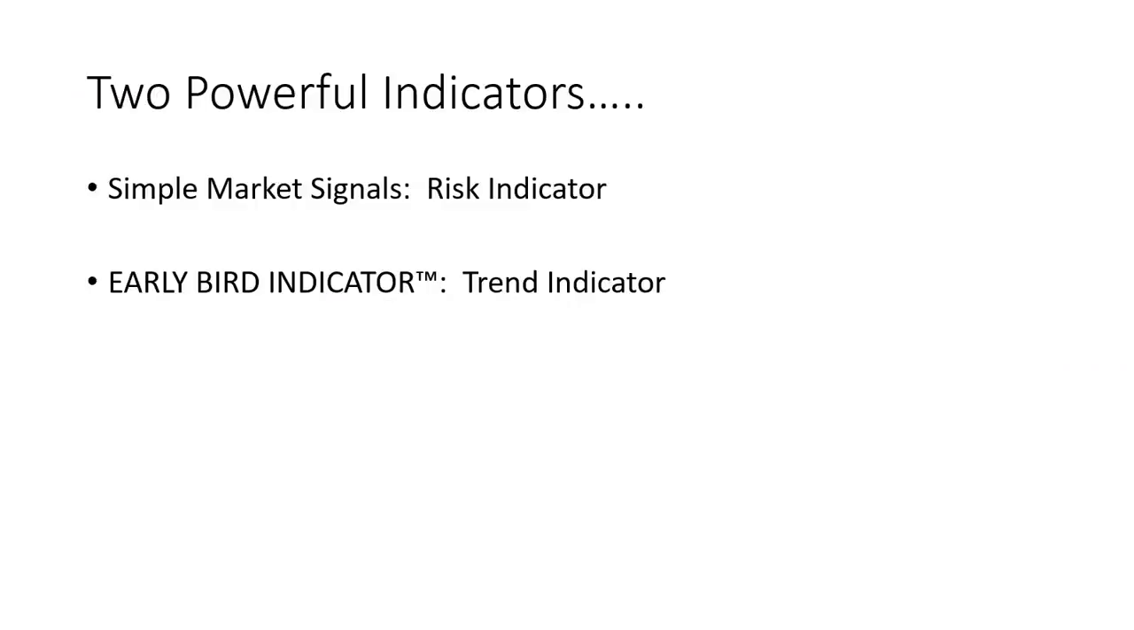As part of the Simple Market Signals model, there are two powerful indicators. There's a risk-based indicator and a trend indicator. As a subscriber to Simple Market Signals, you will receive information on what the risk level is in the overall stock market, as well as what the trend direction is in the overall stock market. So this really, really helps.